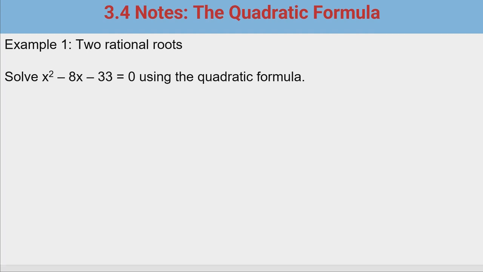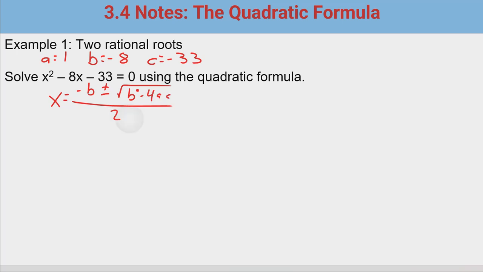So doing that, the A value is always attached to the x squared, so this would have an A value of 1. It's going to have a B value of -8 and a C value of -33. So using the quadratic formula, let me just copy down the generic here. I have negative b plus or minus the square root of b squared minus 4ac all over 2a. And so I'm just going to start substituting things in.